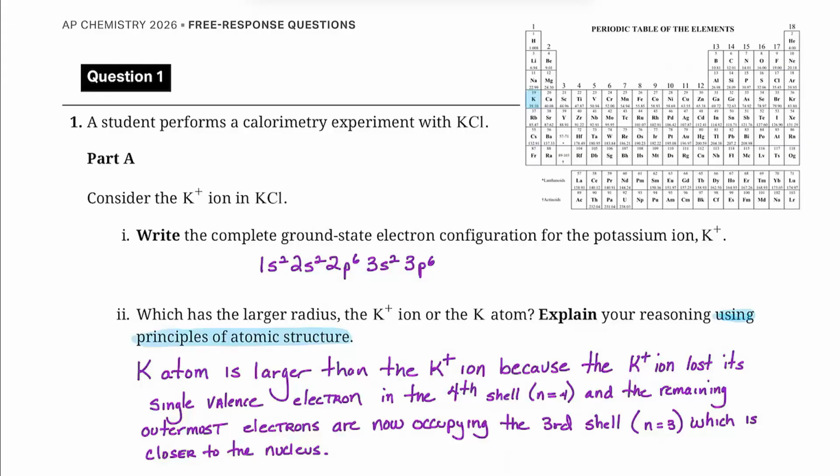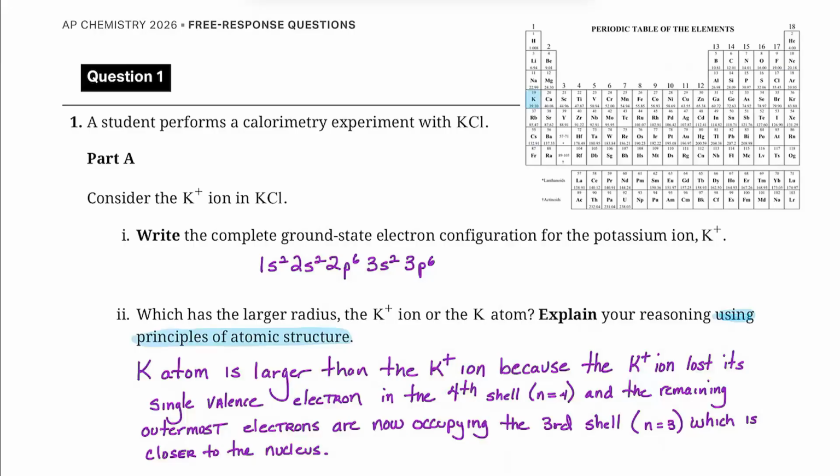Okay, now what does that mean? Well, shells or principal energy levels, or n numbers, are indexed by size. As you increase the shell number, and you do so as you go down a group, you're filling electrons in shells that are subsequently farther and farther away from the nucleus. So this is about distance.